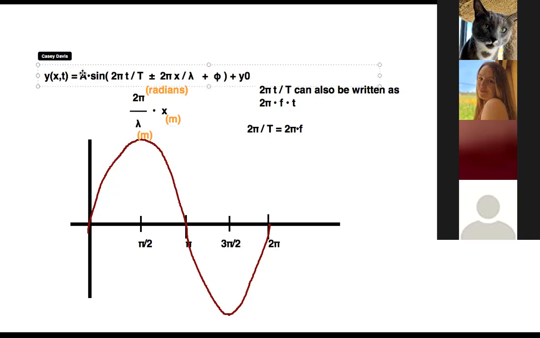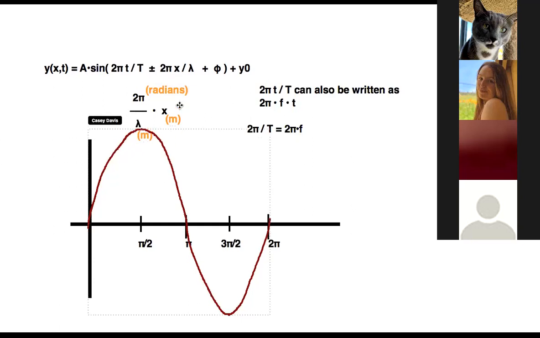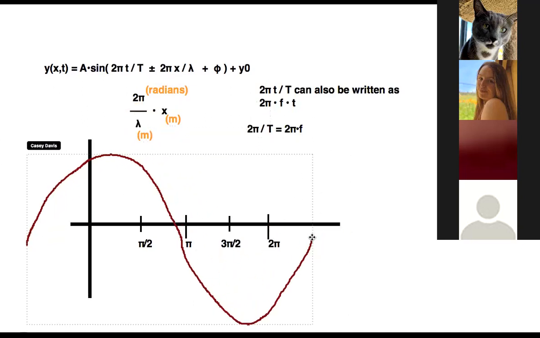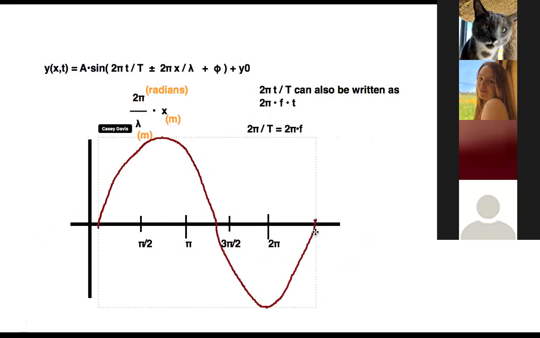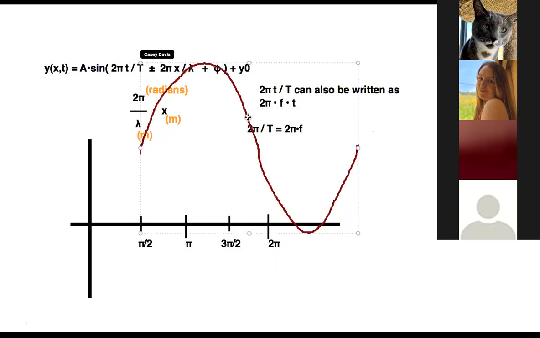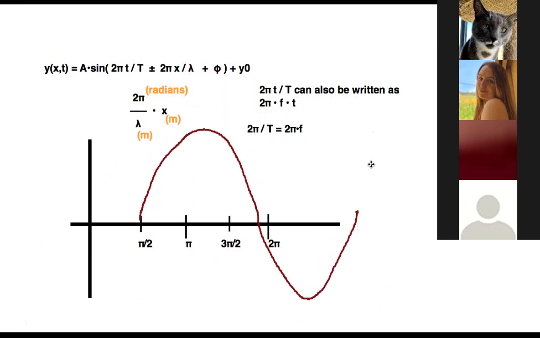So that should be the complete wave equation. That allows us to modify every aspect of the wave we care about. We can stretch or compress it vertically. We can stretch or compress it horizontally to have any period and wavelength we want. We can shift it horizontally using phi, and we can shift it vertically using y naught. Any questions on that?